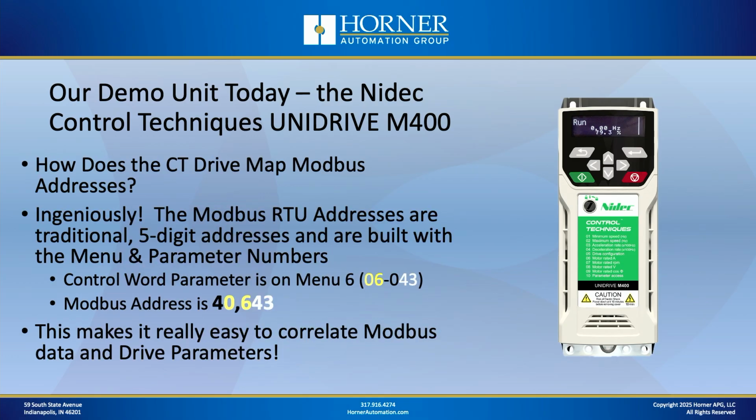So how does CT handle Modbus addresses? In my opinion, they do it brilliantly. First of all, they use the traditional 5-digit addresses, which I always prefer. And secondly, the ingenious part is they link all their parameters to Modbus addresses through a 2-digit menu number and a 2-digit parameter number. My example there on the screen from menu 6 is parameter 06-043. So we take the 2-digit menu number and pair it with the 2-digit parameter number to build Modbus address 40,643. Brilliant. That makes it super easy to correlate Modbus data and drive parameters.